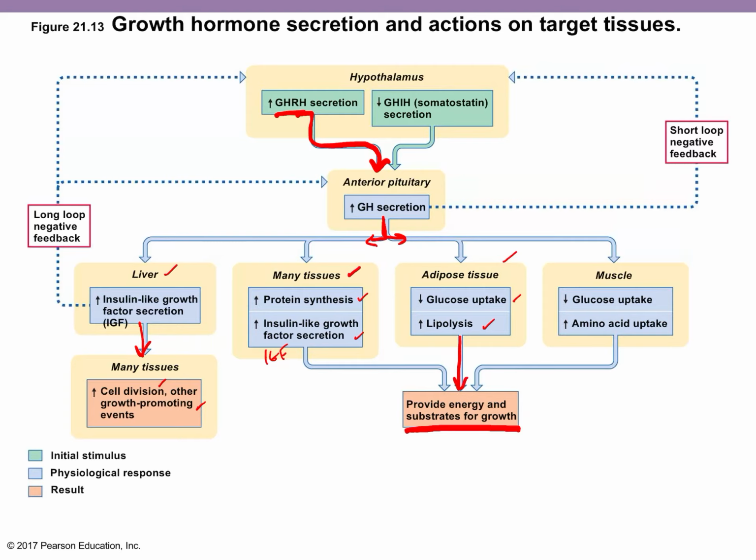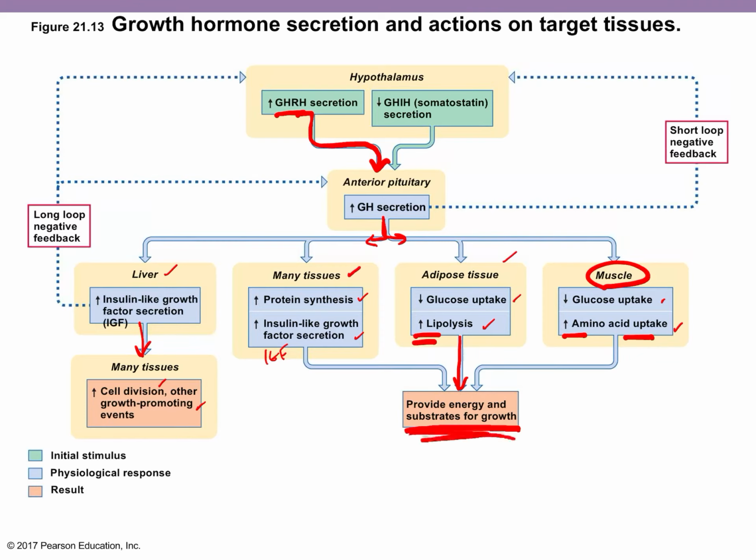And then in muscles, muscles will then also decrease the glucose uptake and increase amino acid uptake because in growth hormone, you're going to build muscle. Growth hormone actually really promotes the increase of lean muscle mass, and it's one of the reasons why athletes will use growth hormone as a doping mechanism, because it does promote amino acid uptake and break down fat. Okay, so it makes you leaner and more muscly, but that's going to also provide energy for growth.